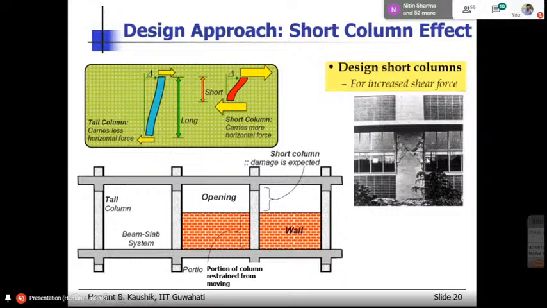So there are various techniques using which we can do this. One simple technique is you do not continue the opening till here. You have some infill wall, so the opening size will be somewhere here and you don't have the entire length open. So there are various techniques using which you can control this. And if at all it is not possible to do this, then of course you have to design these short columns for a large increased shear force, right? Like this.